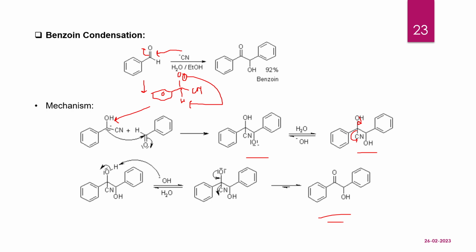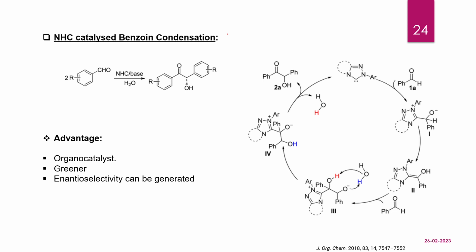The drawback of this reaction is that CN minus is highly toxic. This is the major drawback of this reaction, because cyanide is not only toxic, it is fatal also. It can take anyone's life. So the use of CN minus is highly dangerous. So as a substitution, a reaction has been introduced, which is NHC catalyzed benzoin condensation.